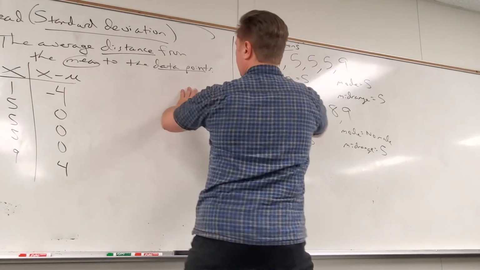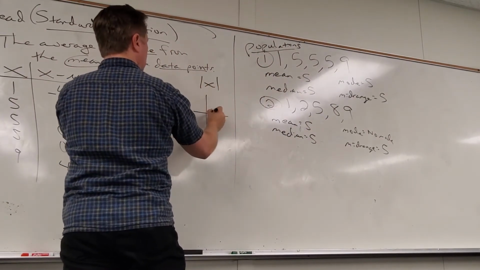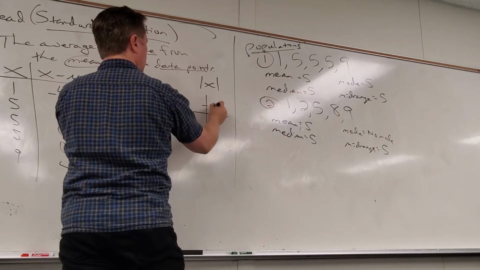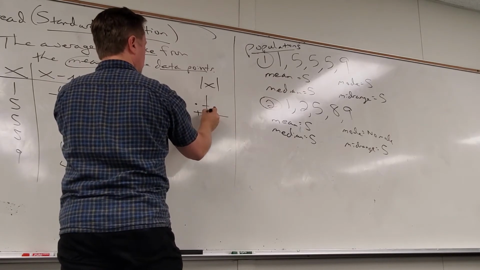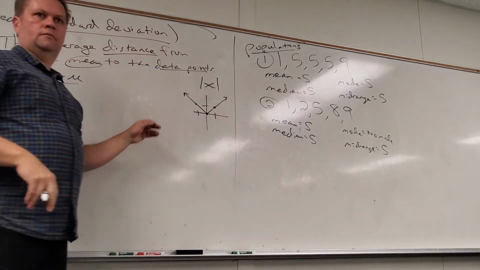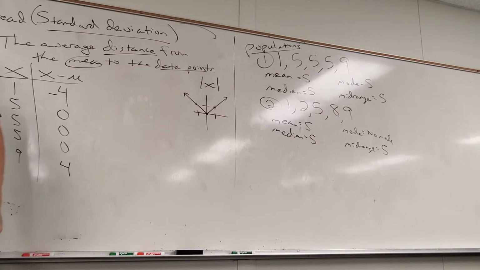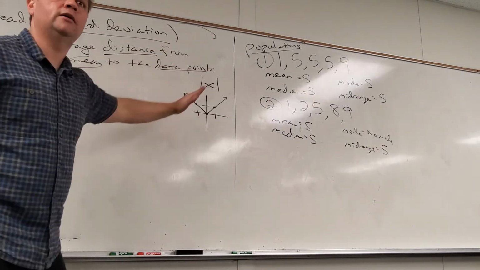So an absolute value is going to look like this. What's the absolute value of 1? 1. What's the absolute value of negative 1? 1. What's the absolute value of 0? 0. So it looks like a V. That's what it looks like. Absolute value of 2 is 2. Absolute value of 3 is 3. Isn't that a straight line?